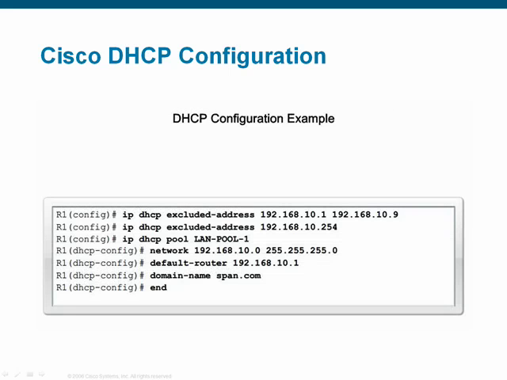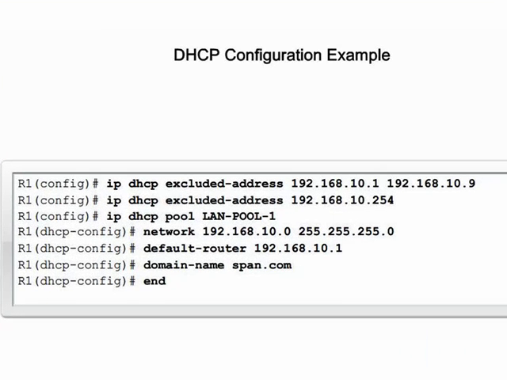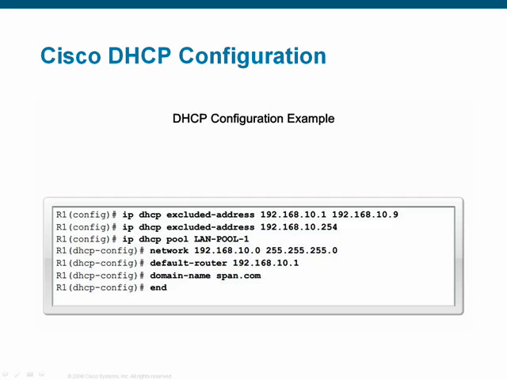When in DHCP configuration mode, you can specify the address range that makes up the pool. Notice that the address range of the pool includes addresses that are excluded. However, because those addresses have been excluded, they will not be distributed to end devices. Other tasks that can be completed in DHCP configuration mode are the specification of the default gateway address of the pool and the domain name. Other, more advanced configurations not shown here include specification of address lease time, DNS server address, and NetBIOS WINS server address.